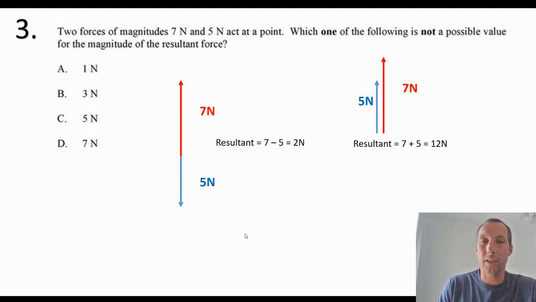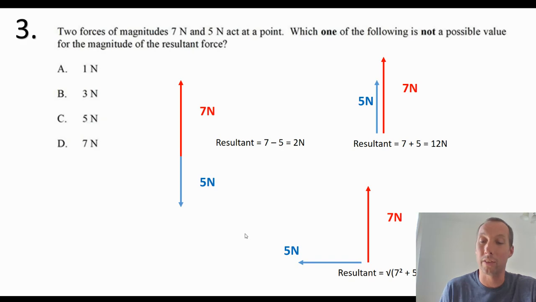Now, those are the two where they're acting parallel, but what about perpendicular forces? Well, in this case, as we learned hopefully last lesson, we would use Pythagoras' theorem. The resultant force is going to be the hypotenuse of the triangle, and so we do the square root of 7 squared plus 5 squared, which equals 8.6.